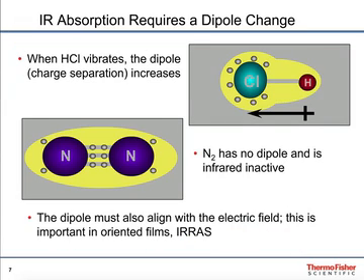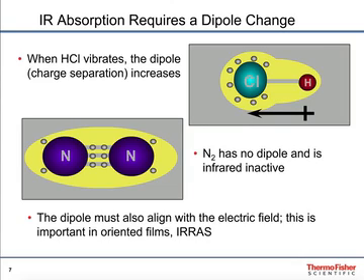Now there are a couple of rules about what kind of bonds will absorb infrared radiation. One of the most important is that the bond, as it vibrates, must undergo a change in dipole moment. Basically, this means that the two parts of the molecule, the two ends of the molecule involved in the vibration, must be different somehow. So you've got here a chlorine on one end, a hydrogen on the other. If you have a nitrogen on both sides, N and N, those two ends are identical. That molecule does not have a dipole, and it will not absorb infrared radiation.